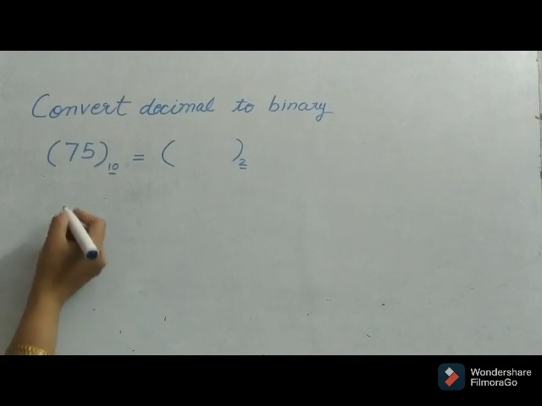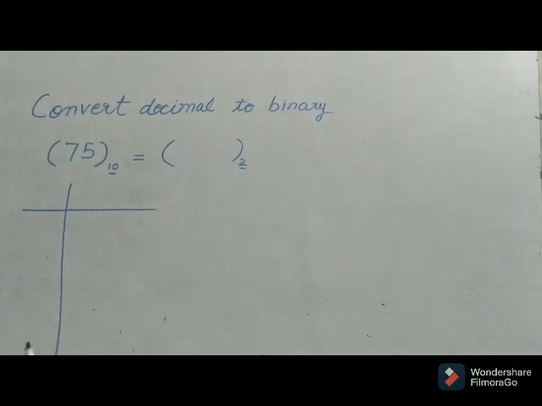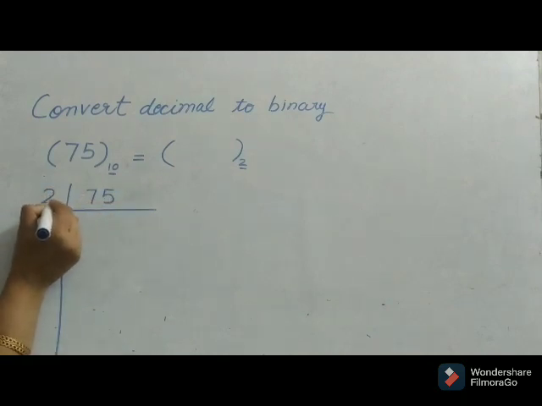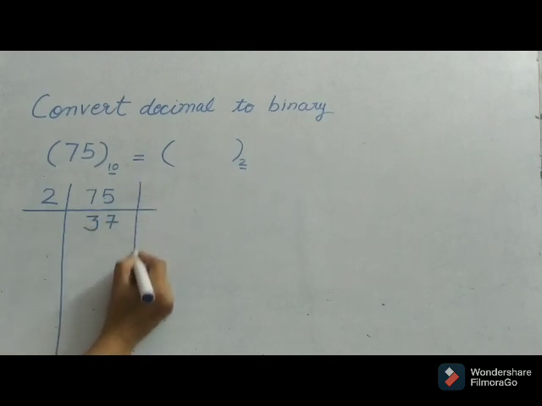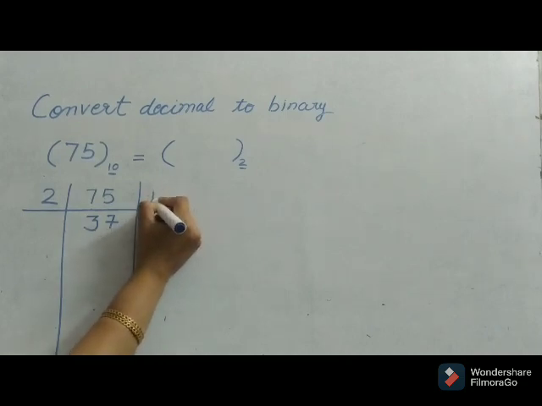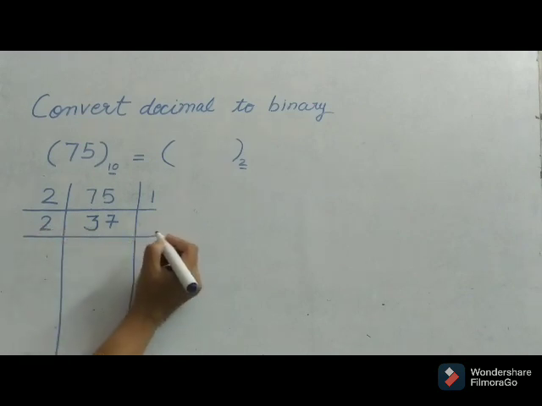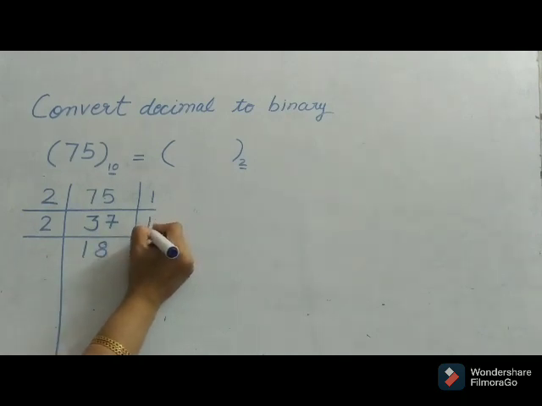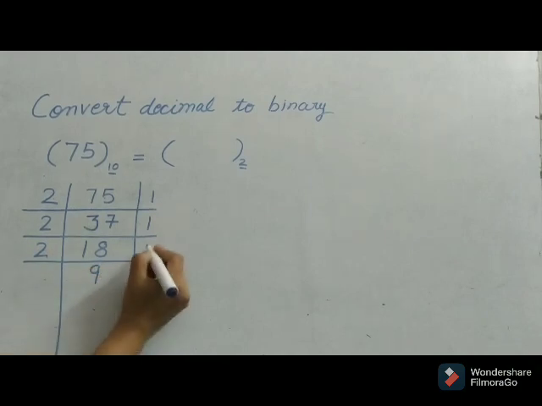Now what is the procedure of converting it? Let's see that. Like you all have learned how to calculate the LCM and HCF, the same process is here as well. We'll write 75 here. Now we'll divide 75 by 2. So 2 3s are 6 and 2 7s are 14. Now the remainder is 1. So the remainder we'll keep writing on the right hand side. Then again 37 divided by 2. So 2 1s are 2 and 2 8s are 16. The remainder is again 1. Then 2 9s are 18. The remainder is 0.